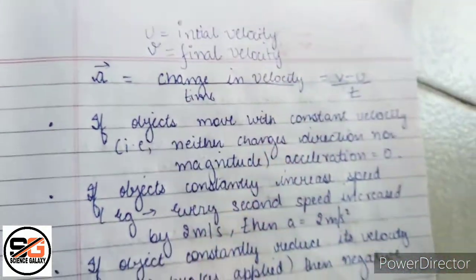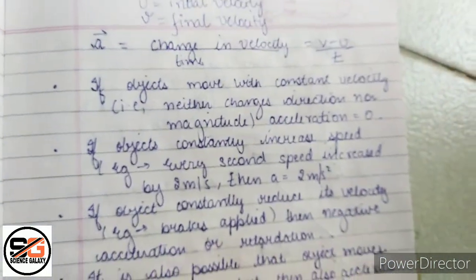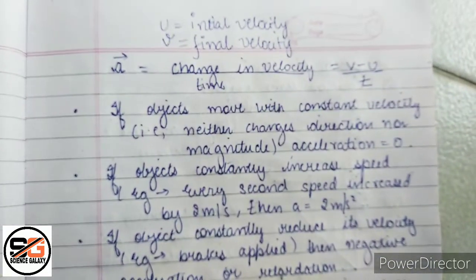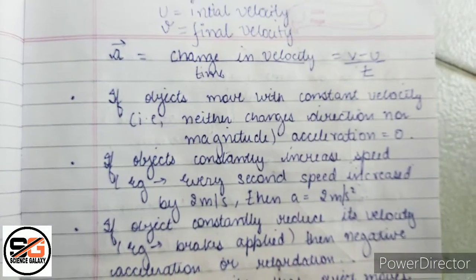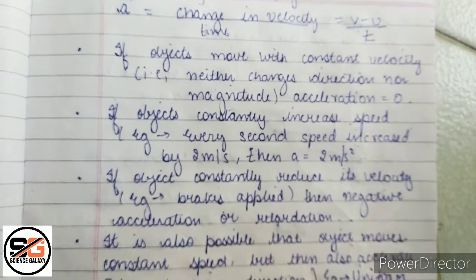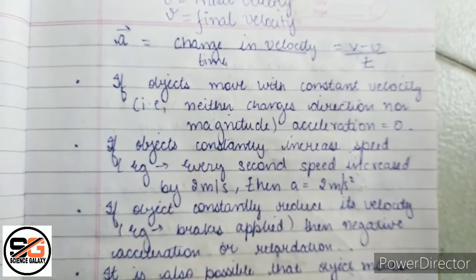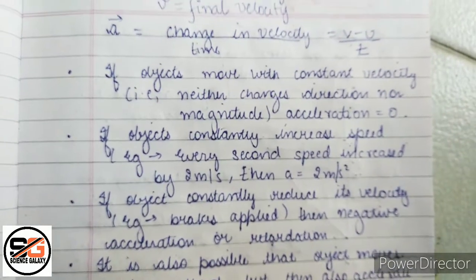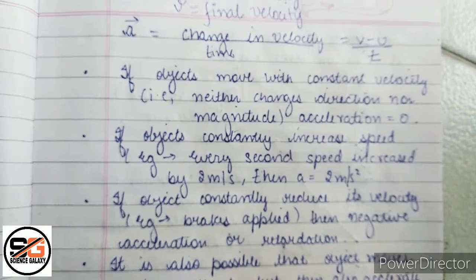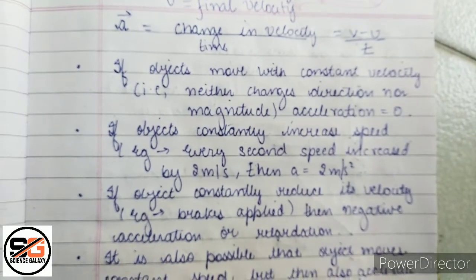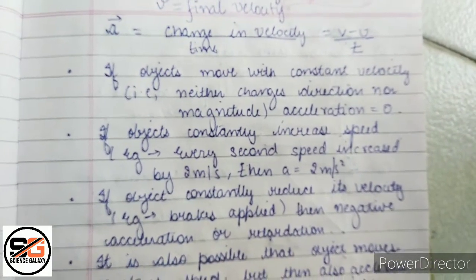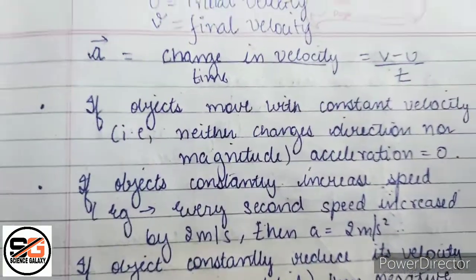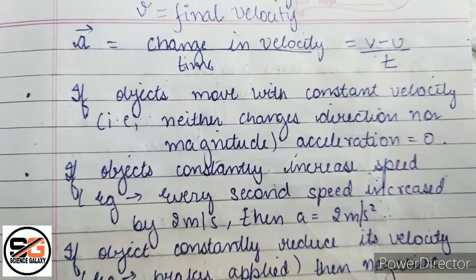After accelerating or applying brakes, the change in velocity would come out to be v minus u, and the time taken is t. Acceleration is equal to change in velocity upon time. What is acceleration? Acceleration is the rate of change of velocity. What is the change of velocity? V minus u. Rate means upon time. So acceleration would come out to be v minus u upon t.